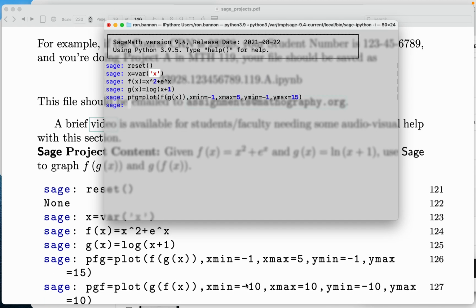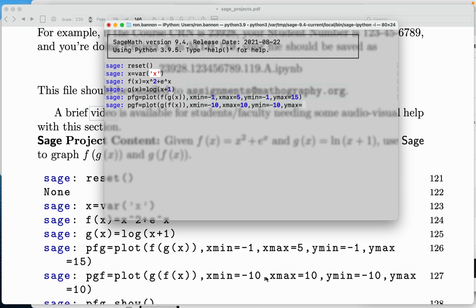I'm going to do PGF, and I'm going to assign that a plot, and that's going to be g of f of x. And I'm going to do x min in this one, -10. I'm just following their directions, by the way. And again, you can play around with these numbers too. x max equals 10. y min equals -10. And y max equals, I bet it's 10. But oh, yeah, it is 10. Look at that. Okay, if you make a mistake, it's going to tell you you made a mistake.